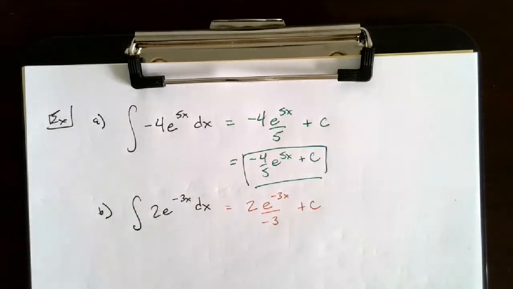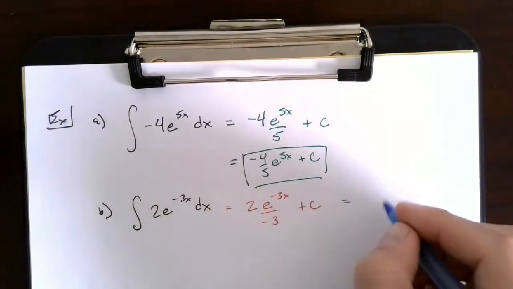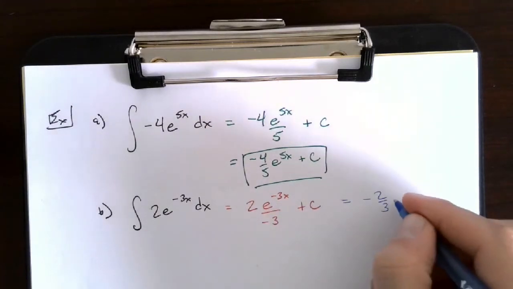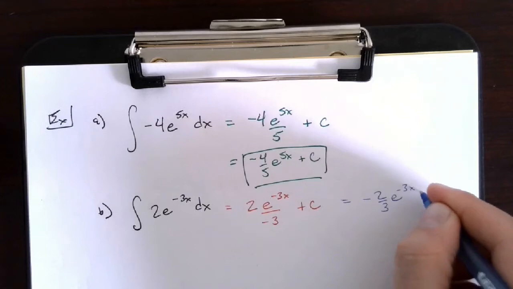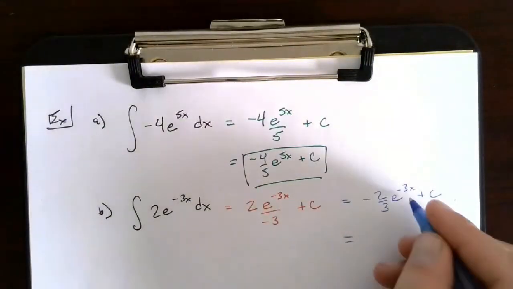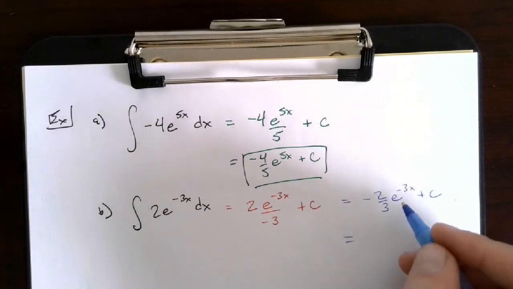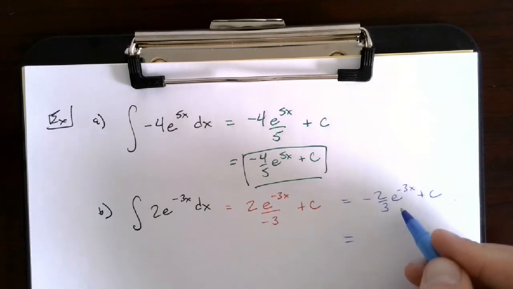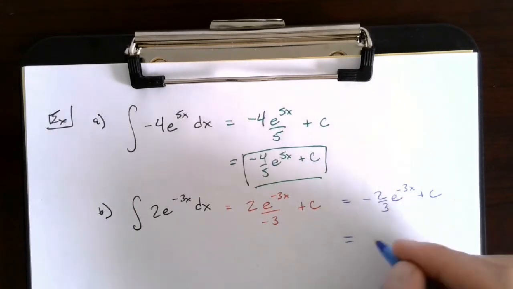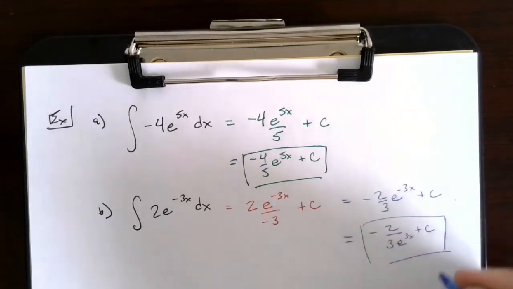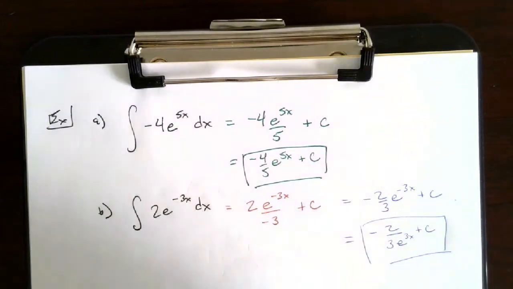And then simplifying this, you could write this as negative 2/3. 2 over negative 3 is the same as negative 2/3, e to the negative 3x plus c. And then sometimes if you have a negative exponent, remember you might want that in the denominator. It doesn't matter so much when you have an exponential because we know that this can't become 0. So you don't necessarily have to rewrite that, but if you did, it'd be negative 2 over 3 e to the 3x plus c. So either of these would be okay.